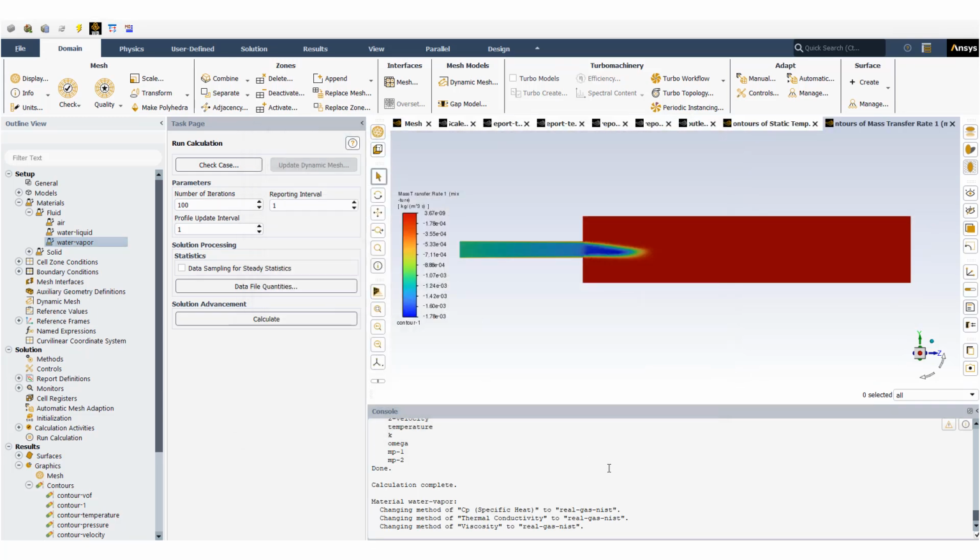So hopefully by this example I can show you how to set up the model and check the results for adiabatic expansion and check the cooling and also phase change.